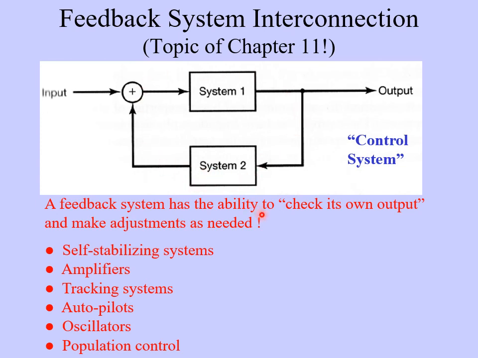And one of the neat things about a feedback system is that it has the ability to check its own output and make any adjustments that are needed. So, for example, it can be a self-stabilizing system. It's used in amplifiers, tracking systems, autopilots, oscillators, and there are even natural feedback systems in population control, for example, in nature. So again, we'll look at this in more detail later on in the course, but just be aware that this is a very special and important system architecture.